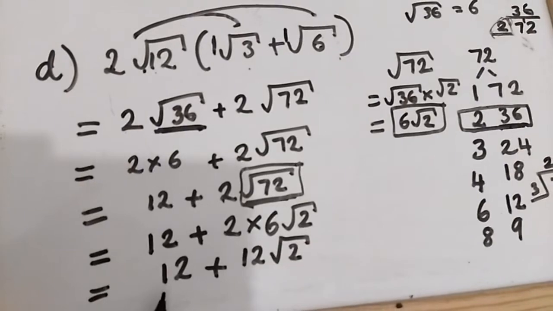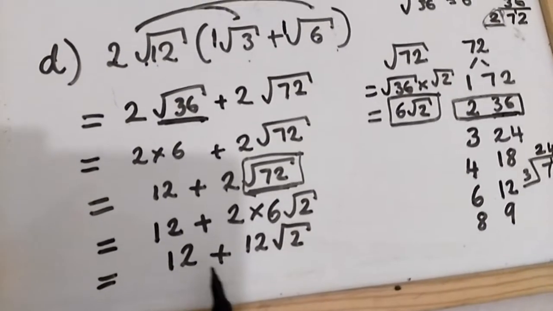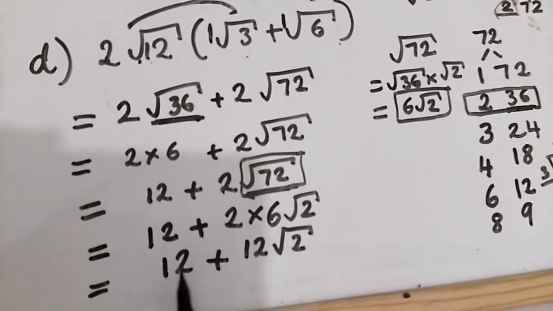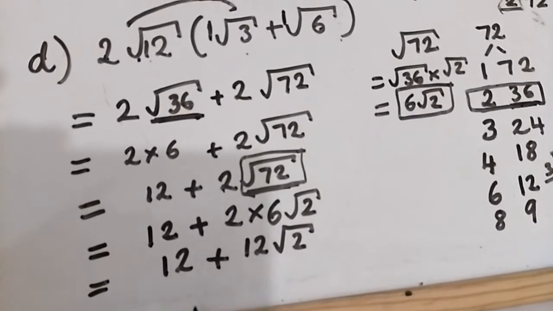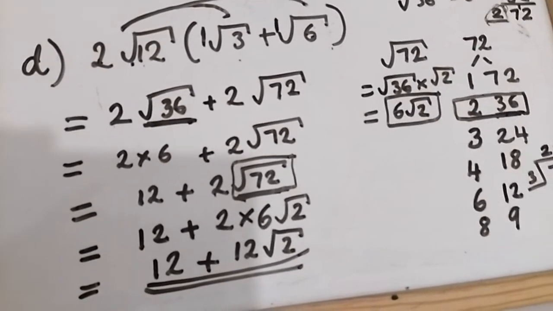Now 12 is on its own, it's not multiplying by a surd. So if it was 12 root 2 plus 12 root 2, then we can add them together. But here it's just like saying 12 plus 12x. We can't add them together, so we leave them as is.